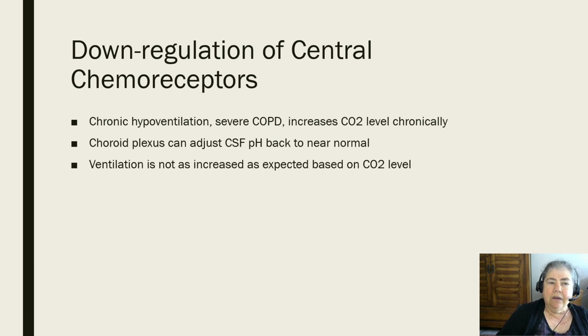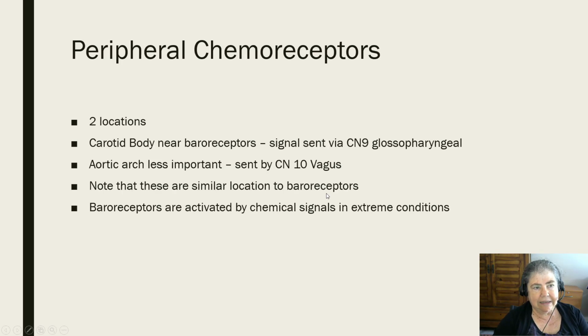Well, the choroid plexus that makes CSF responds to those increased CO2 levels by adjusting the pH of the CSF to keep it normal. And so you don't get the increase in ventilation that you might expect if there were an acute change in carbon dioxide.